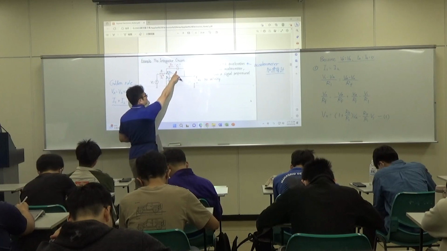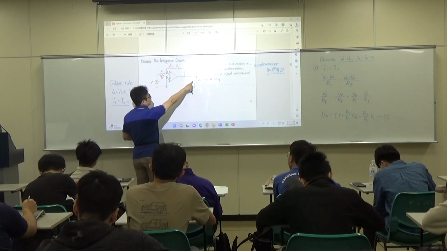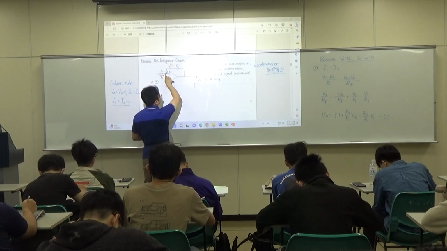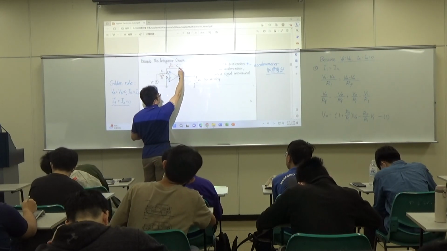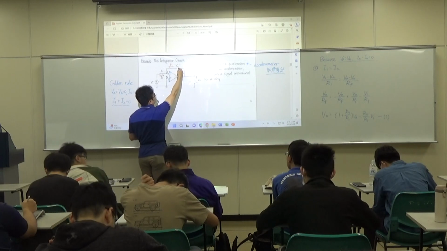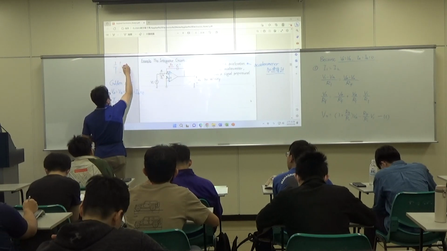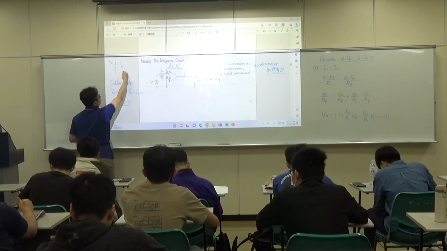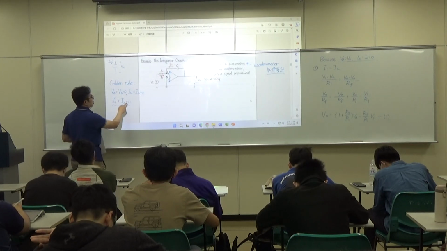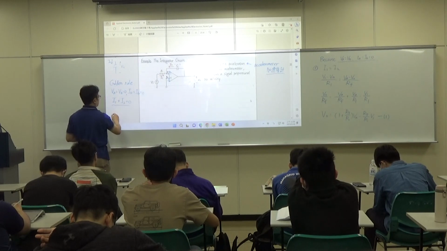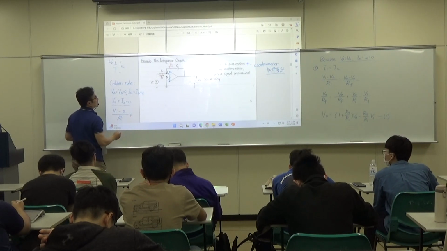We put a capacitor in our feedback loop, and we know VA is 0. So we assume that VO is larger than 0. So we assume this is positive and this is negative. So the definition of the capacitor current flows from positive to negative. And so we have I1 equals VI minus 0 divided by R, right?